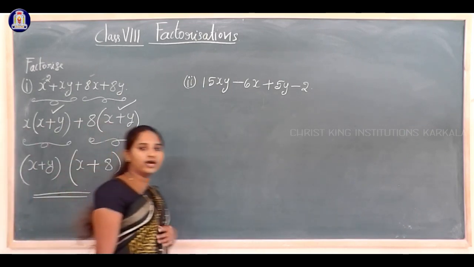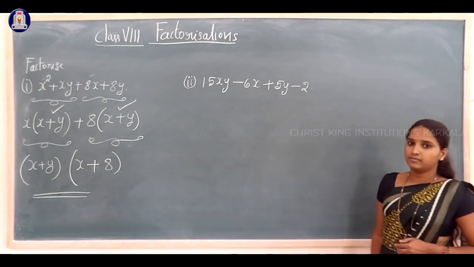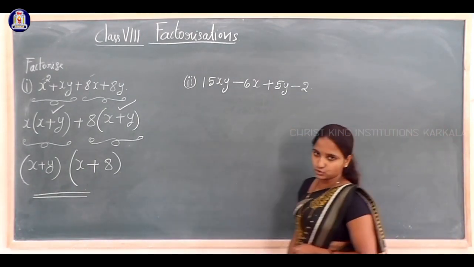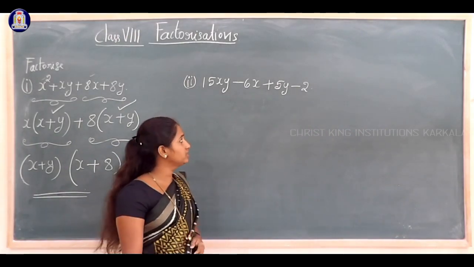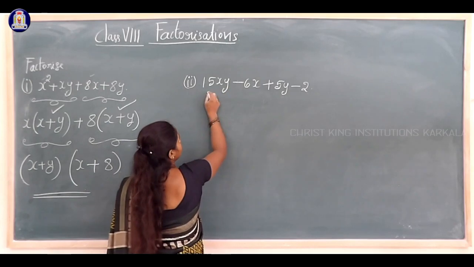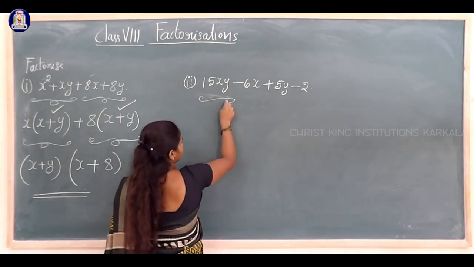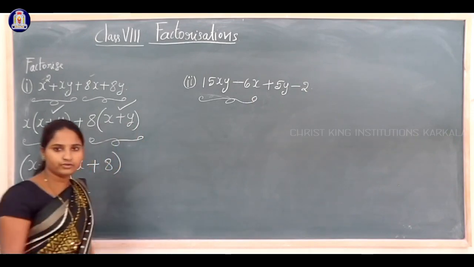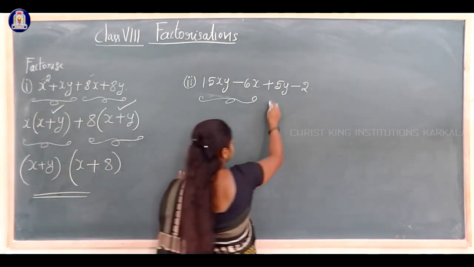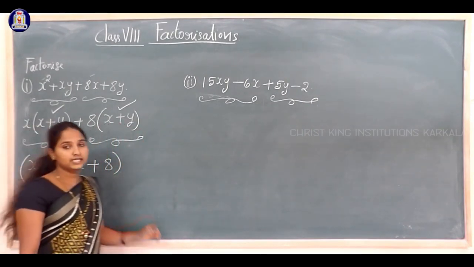Now the second one, 15 x y minus 6x plus 5y minus 2. If you see the question, there are four terms here. So now 15 x y and minus 6x, these two are one group. Okay, if you get four terms, you have to make groups like this, and these two are another group. Okay, first two and the last two.